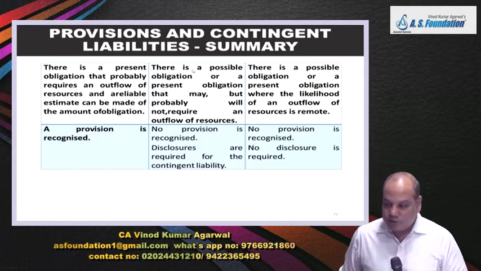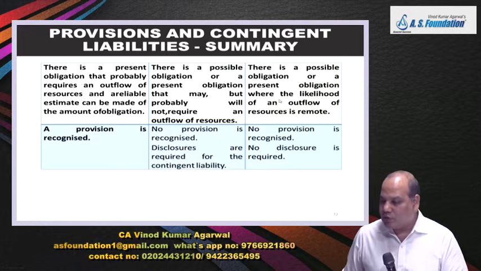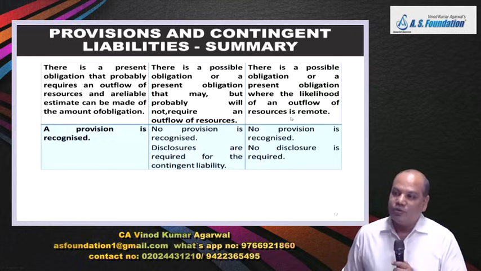Second column, there is a possible obligation. If there is a possible obligation, it means contingent liability. A possible obligation can't be a provision, or a present obligation that may, but probably will not, require an outflow of resources. Then in that case, provision will not be required. Disclosure will be required for contingent liability. Third situation, there is a possible obligation or a present obligation where the likelihood of an outflow of resources is remote.